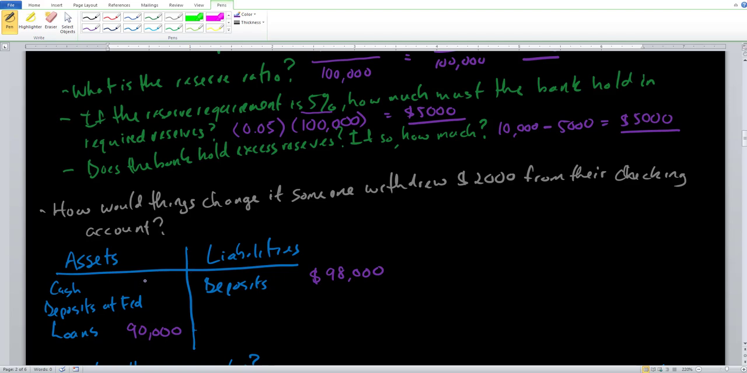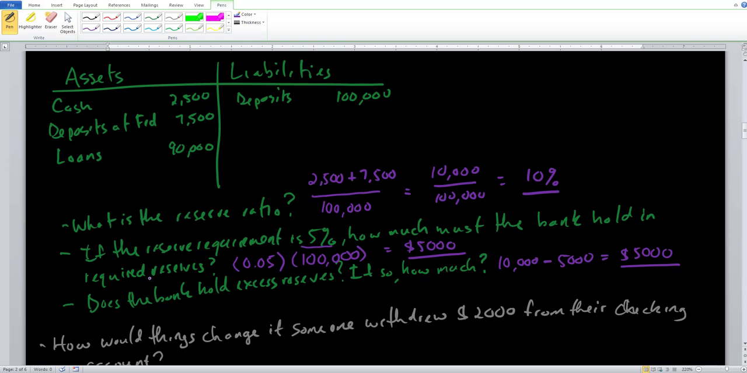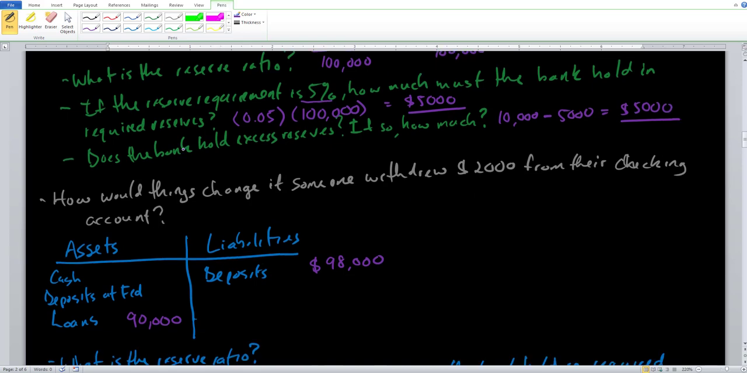So here it goes from $2,500 that we had before, and it goes down to $500. So the bank is taking out the full $2,000 from cash in the vault, and not necessarily from deposits at the Fed. So let's go ahead and put down minus 2,000, which would be 500 right here. And then deposits at the Fed, because we haven't taken out any money at all, remain the same. So we still have that same 7,500.